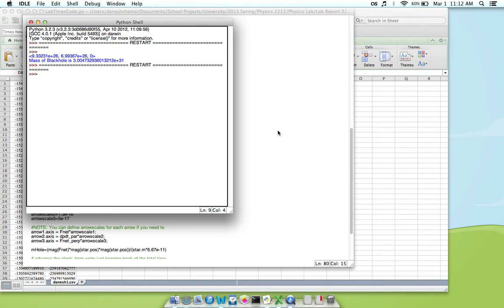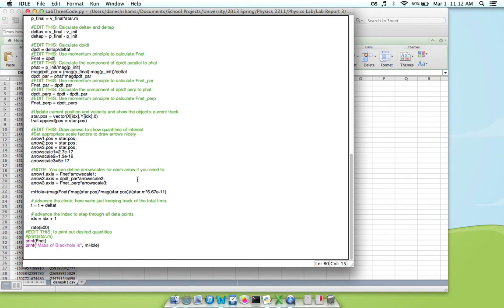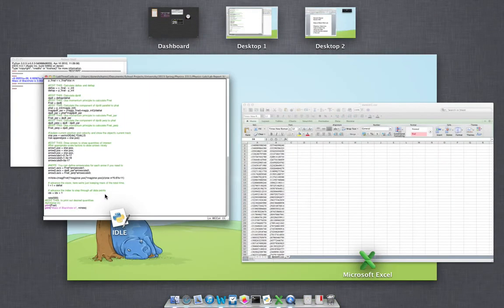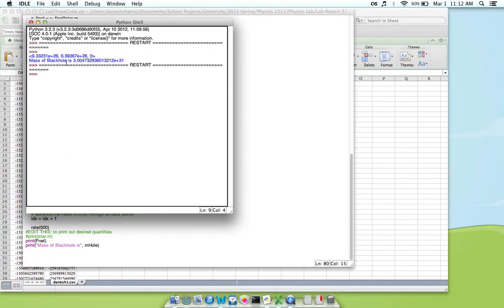Now, using Newton's law of gravitation, the force due to gravity is equal to the gravitational constant multiplied by the mass of the black hole and star divided by the magnitude of their distance squared. Right here, I used algebra to manipulate that equation, since Fnet is due to the gravitational force, and set it equal to the mass of the black hole so we can calculate it. Now, when the code was run, I had it display the calculation, and it can be seen that the mass of the black hole is 3.0047 times 10 to the 31 kilograms.